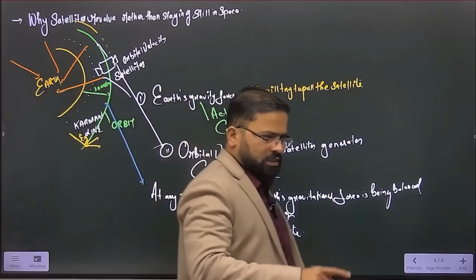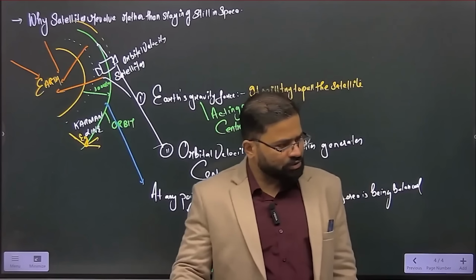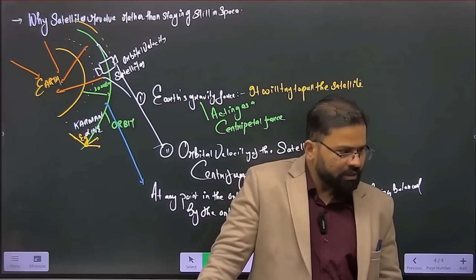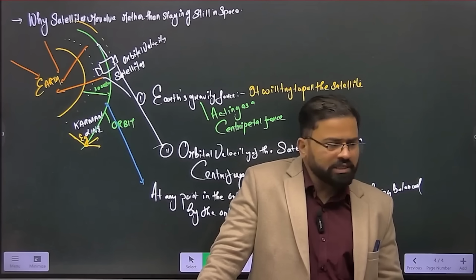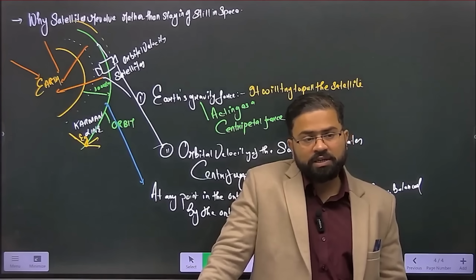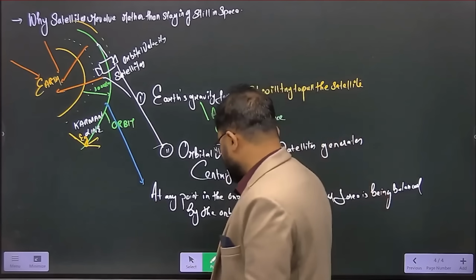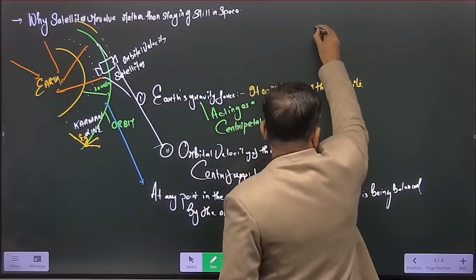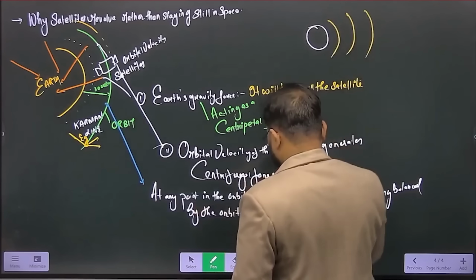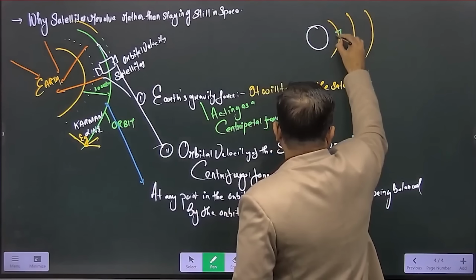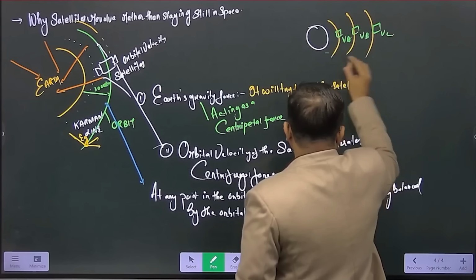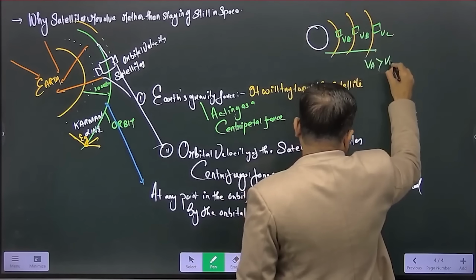Now, can you correlate this with Kepler's second law? Kepler's second law shows that if the satellite is closest to the Earth, it will have maximum speed, because if it is closest, it will experience higher gravitational forces, and to counterbalance these higher gravitational forces, it will have higher orbital velocity. Consider this scenario. This is the Earth, and we have 3 orbits. This satellite is moving with VA, this one with VB, and this one with VC. So in this scenario, VA is greater than VB is greater than what?